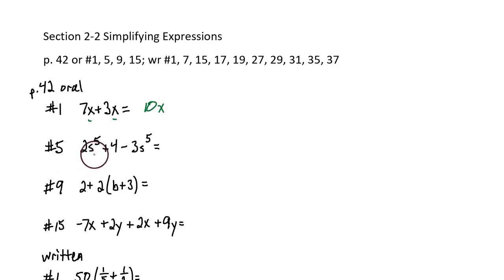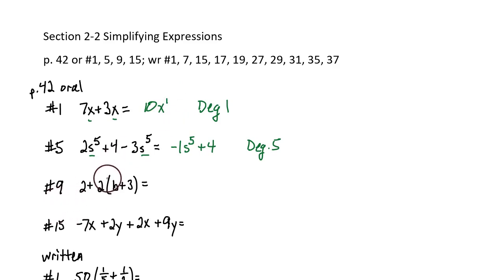For number 5, there's an s to the 5th power term and another s to the 5th power term. Those are like terms and they can be combined. So look at the coefficients. 2 of them, and then later subtract 3 of them. 2 subtract 3 is -1. And they were s to the 5th power terms that we were combining. Besides that, there's also a constant term, the +4. This is degree 5. I can see that I forgot to give the degree on number 1, so let's go back and do that one. The answer in number 1 is degree 1 because the variable has first power.